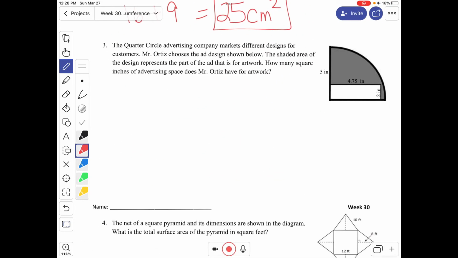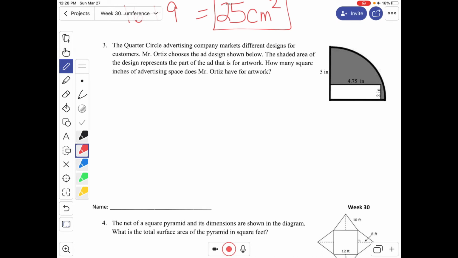Number 3, the Quarter Circle Advertising Company markets different designs for customers. Mr. Ortiz chooses the ad design shown below. The shaded area of the design represents the part of the ad that is for artwork. How many square inches of advertising space does Mr. Ortiz have for artwork? So we're trying to find just the shaded area.